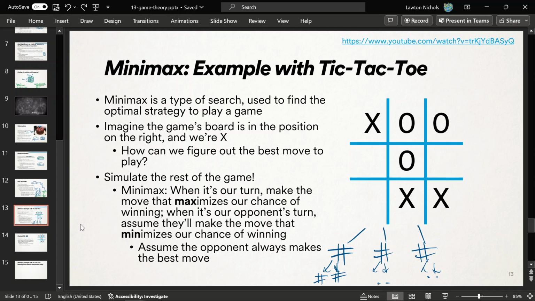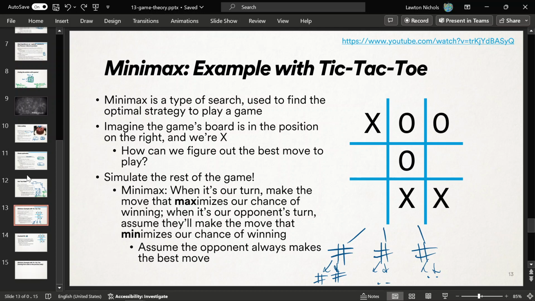So the goal is to calculate what's our best move in light of all the different options, in spite of all the different ways that O could try and win. Assume they're a really good player. They're going to make the best move for themselves. What's the best move for us with all that in mind? So that's the idea. That's what Minimax is all about.